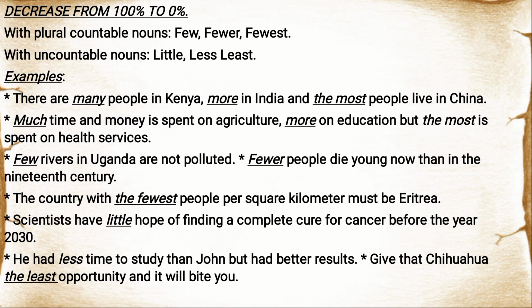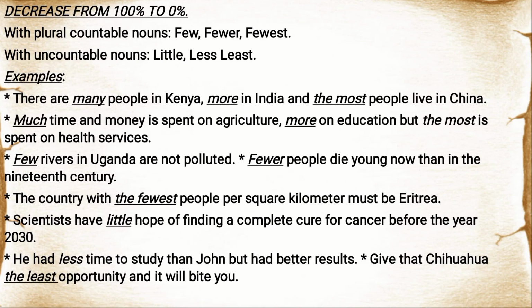Examples: there are many people in Kenya, more in India and the most people live in China. Much time and money is spent on agriculture, more on education but the most is spent on health services. Few rivers in Uganda are not polluted. Fewer people die young now than in the 19th century. The country with the fewest people per square kilometer must be Eritrea.